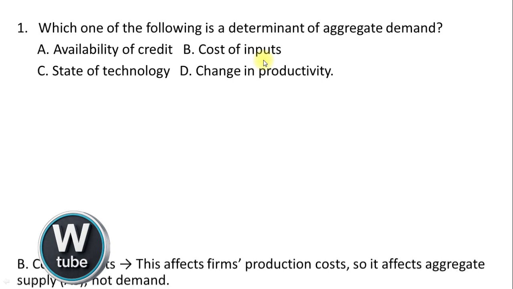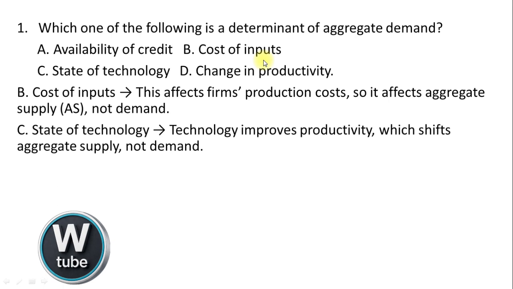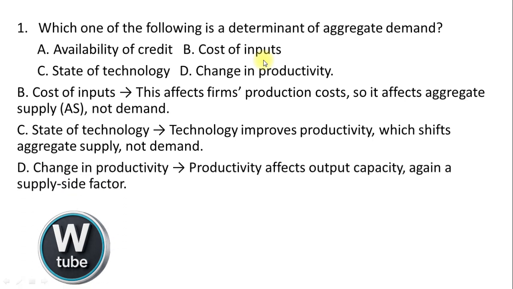Excellent. Here, cost of inputs affects firm's production cost. It affects aggregate supply, not demand. Again, state of technology is not the answer because technology improves productivity and shifts the aggregate supply, not demand. D is not the answer because productivity affects output capacity, which is a supply side factor.